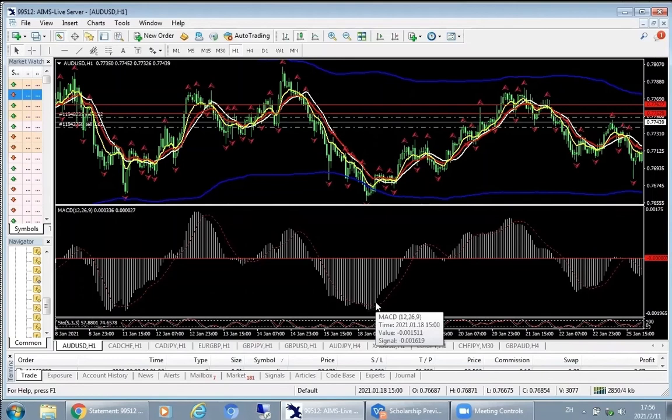So in MACD, when you have a crossover from the lower zone here, you expect the price to go up. So the system will always do a buy for this case here. When there's a crossover from the upper zone coming down, the system will do a sell. All right, so this is a crossover here.